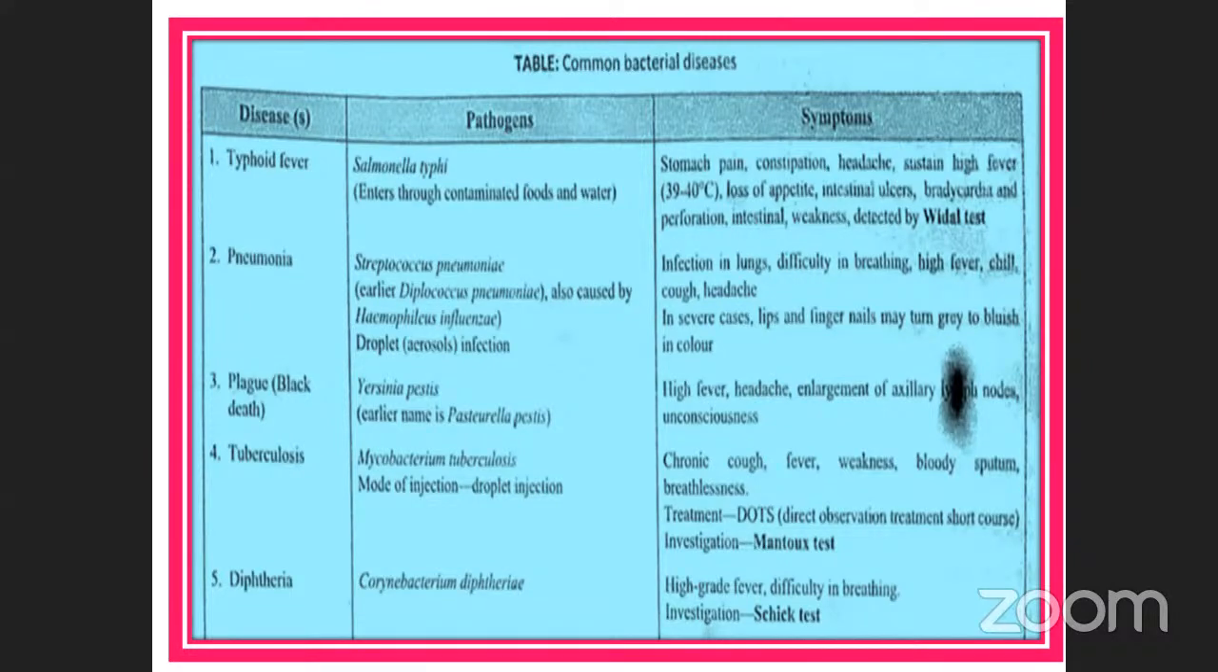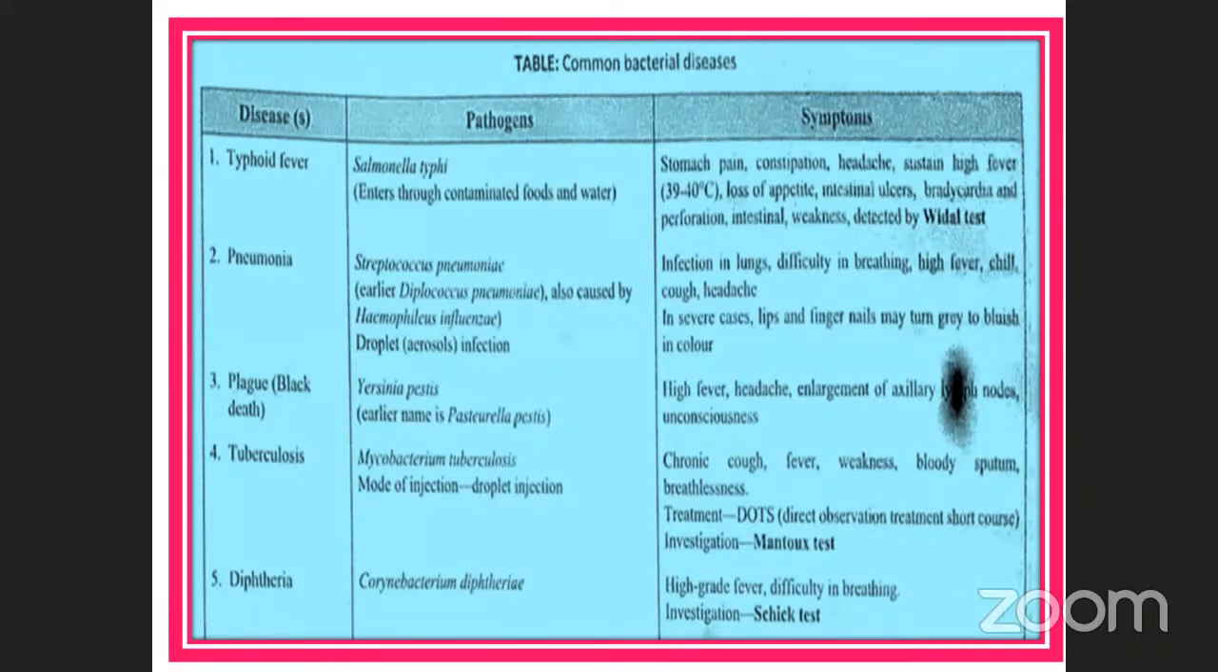And symptoms here: stomach pain, constipation, and headache. Sustained high fever up to 39 to 40 degrees Celsius. Loss of appetite; you are not interested in eating food. Intestinal ulcer, bradycardia, and also perforations.